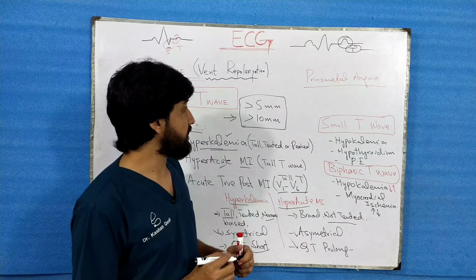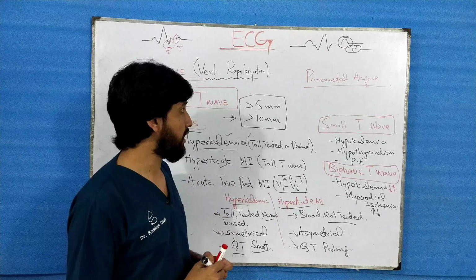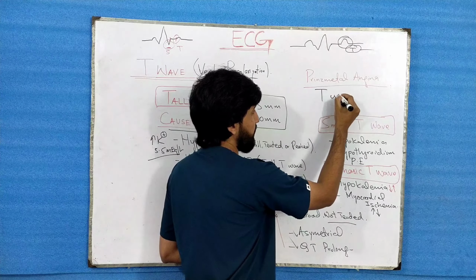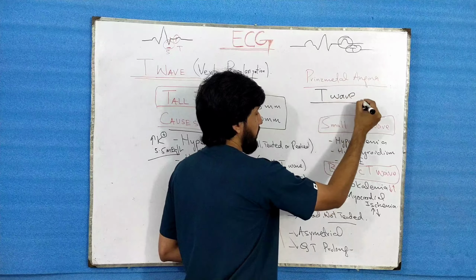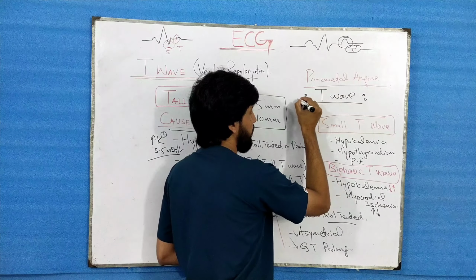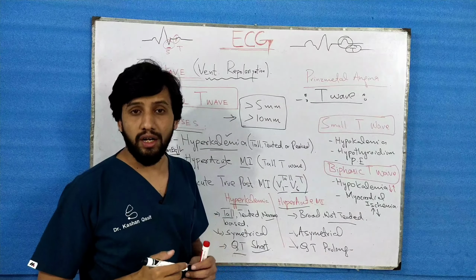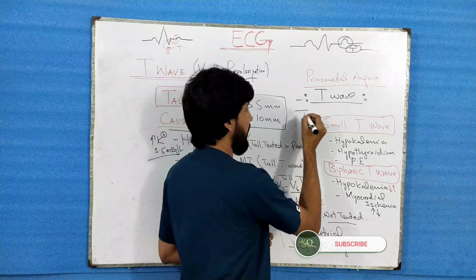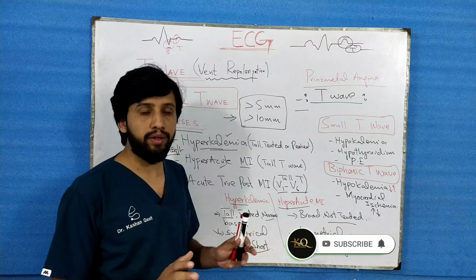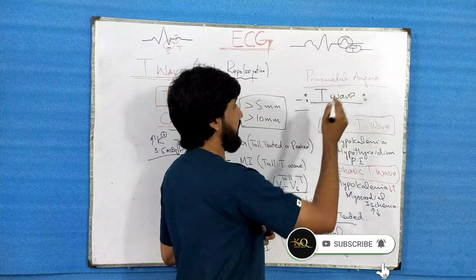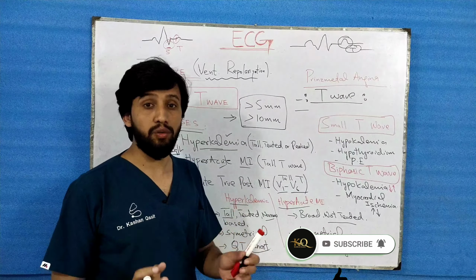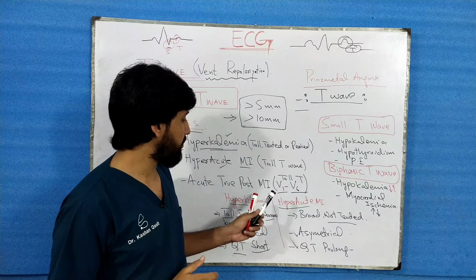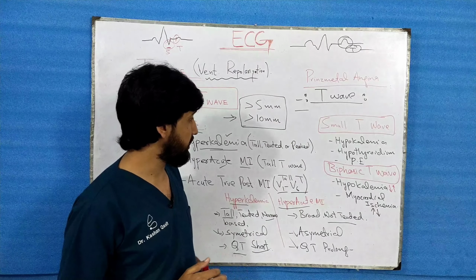But in Prinzmetal angina, which is vasospastic angina, you will notice that there will be a tall T wave, but this tall T wave will come back towards the normal position, and also no Q wave is seen in Prinzmetal angina. And the last thing is the cardiac biomarkers, which will also not be raised. So this is how you will differentiate between hyperacute MI and Prinzmetal angina.